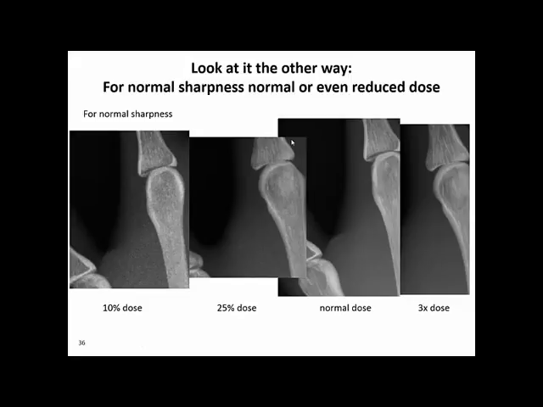To look at the same pictures the other way around, here you see for a normal sharpness we have different dose levels, and now the customer could pick what is appropriate for them. I would say normally for a normal sharpness processing we will find ourselves somewhere between normal dose and a quarter dose, maybe on half dose, which would be much lower than any film or CR could offer.